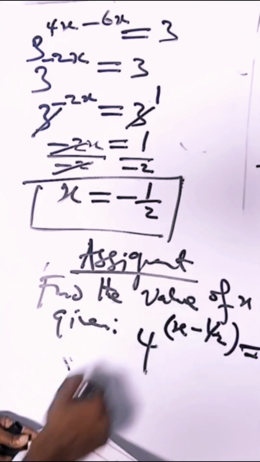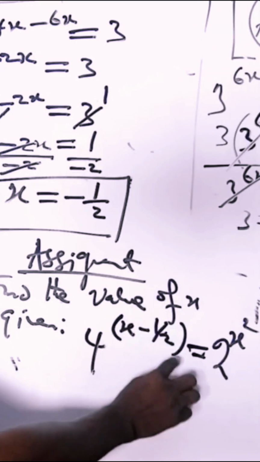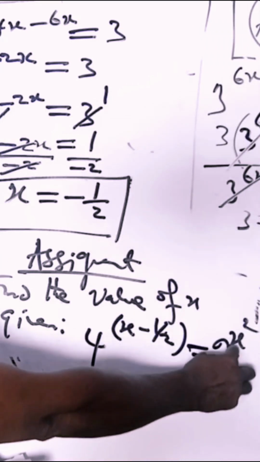So this is for you. Find the value of x, given that 4 raised to the power of x minus half, and close the bracket, is equals to 2 raised to power x squared.